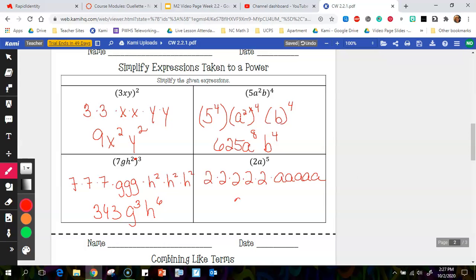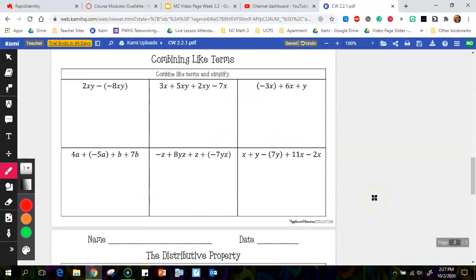So that is 32a to the 5th. All right, combining like terms. Okay, these are like terms. Remember, if this is minus a negative, that's the same as plus a positive. And we just add the coefficients, and the variables stay the same.